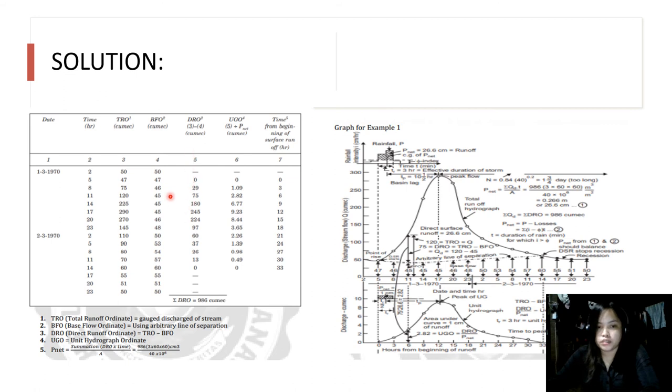We took the values of UGO, DRO, BFO, still based on the formula. And this is the graph for example one. This is the 290, which is the peak flow. This graph is based on the data here.